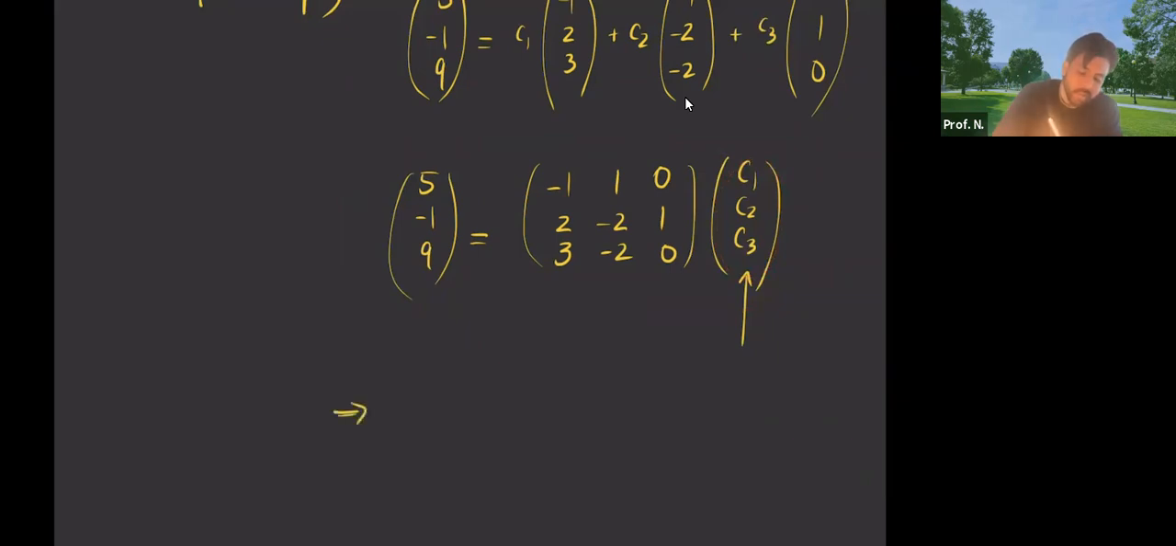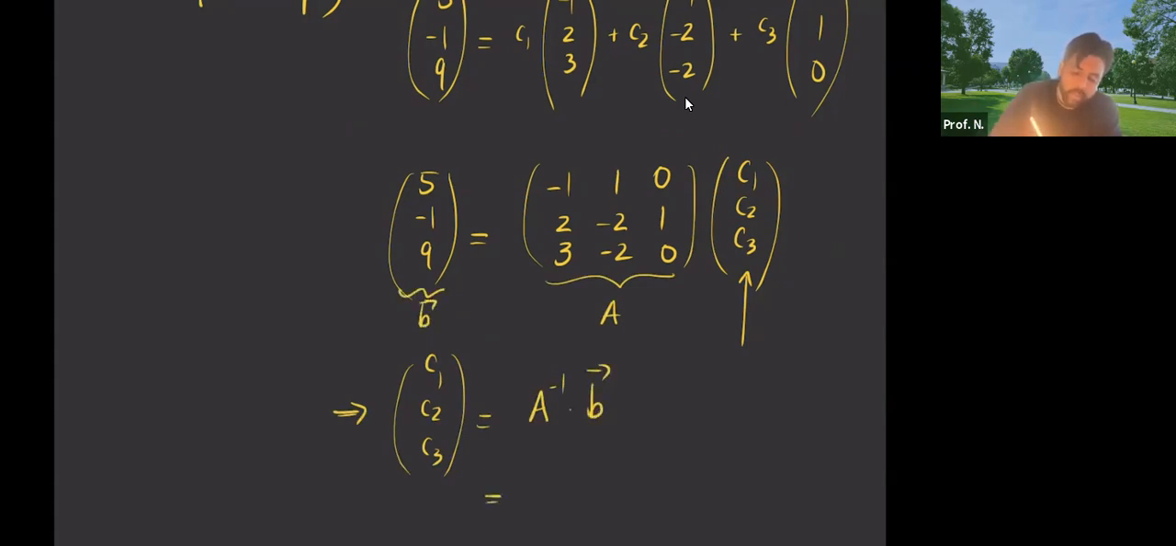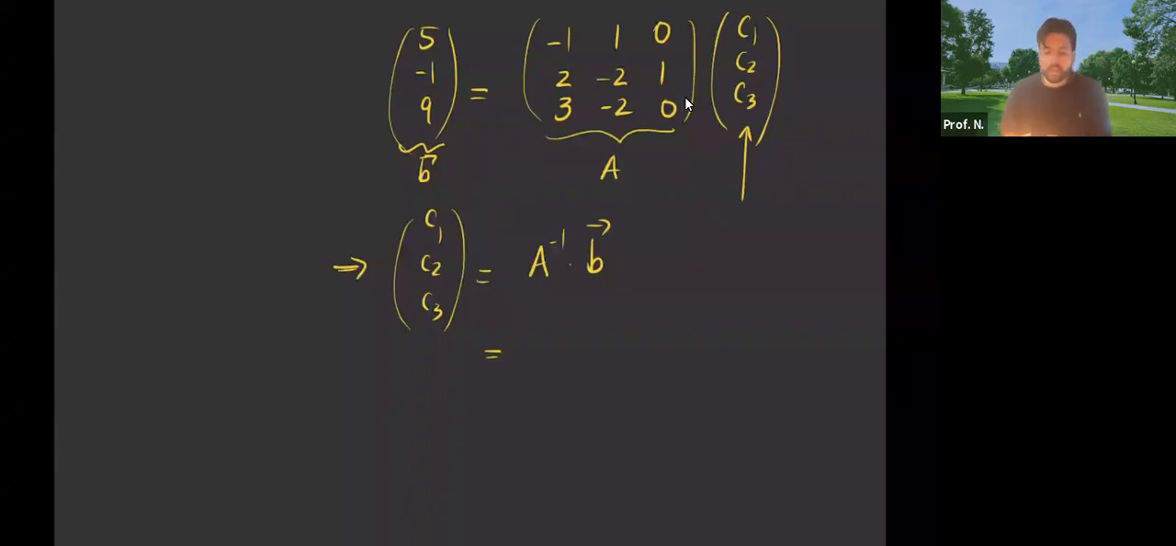So then how do you find C1, C2, C3? Well, you have to find the inverse of A, right? This is A. You have to find the inverse of A and multiply it by B. And you can do that quickly with your calculator. Create a 3x3 matrix, which I already had.